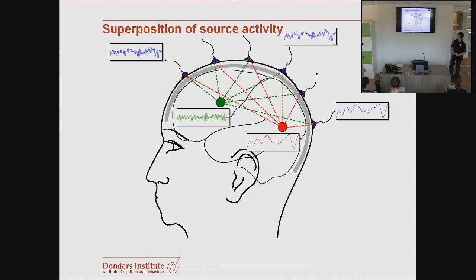One point I want to stress is that those two sources are also characterized by a time course, and the time course of those two sources is superpositioned on the scalp level. So all the channels see to some extent those two sources, and what we want to do is not just localize the two dots, the two sources, but also reconstruct the time course, the source waveform.